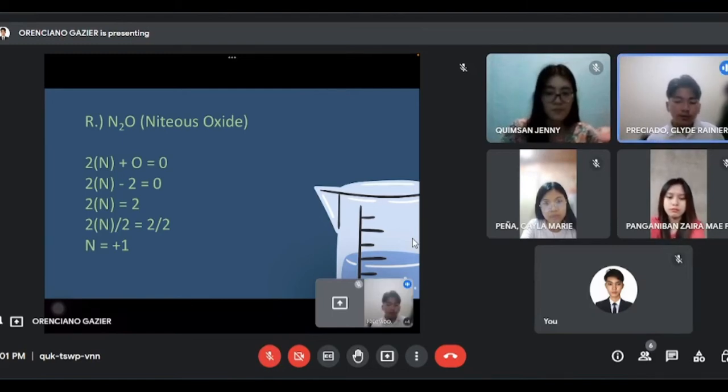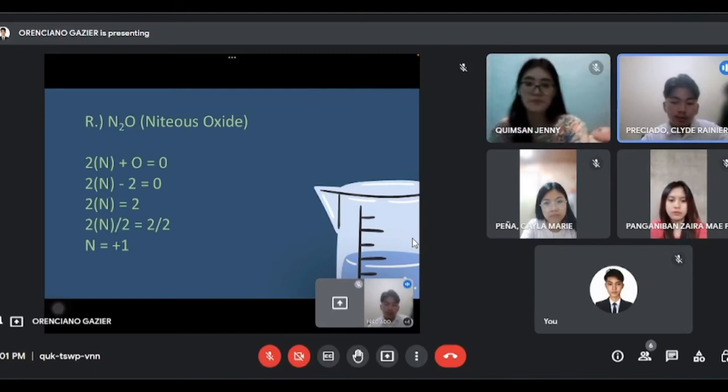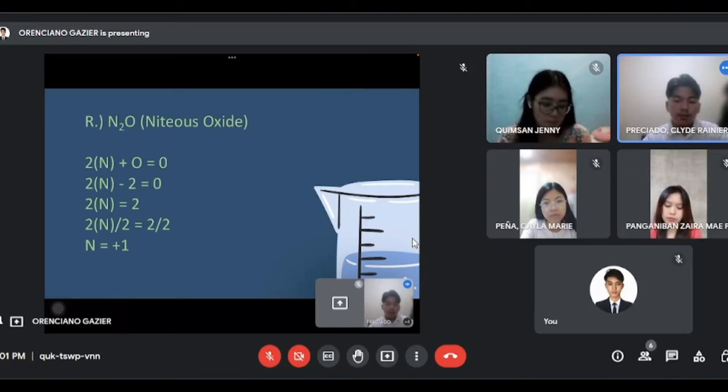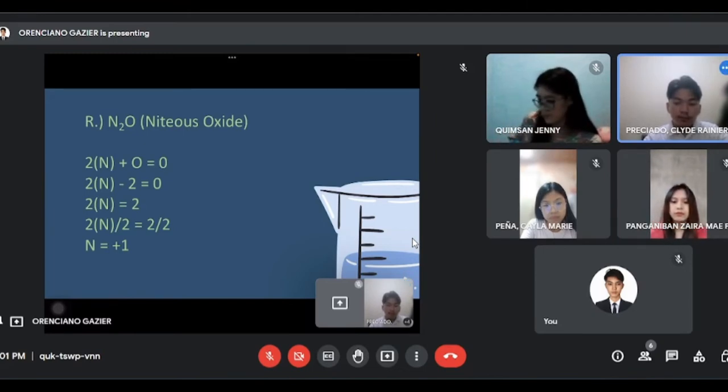For R, we're going to find the oxidation number for N in nitrous oxide. Now we're going to write down 2 atoms of N for nitrogen plus O equals to 0. Since there are no plus or minus charge, we are going to put 2 times N plus oxygen, which is negative 2 charge, equals to 0. And 2 times N divided by 2 plus negative 2 over 2 equals to 0. And we're going to get positive 1. Therefore, nitrogen has a positive charge.